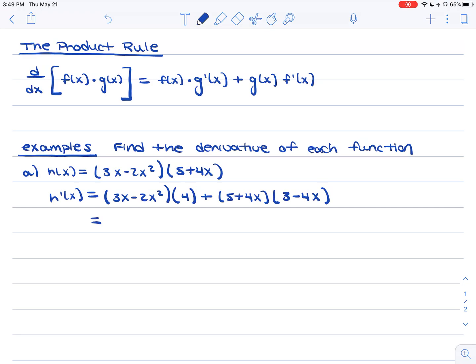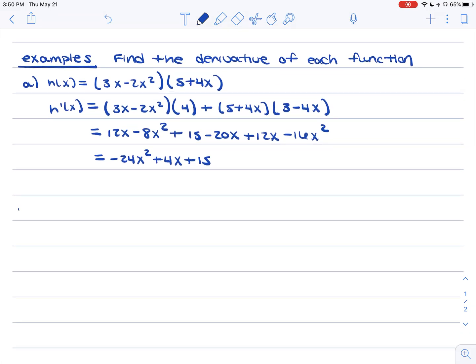We've finished with the calculus step of this problem. Now we just need to use some algebra to clean this up a little bit and simplify. So first I'm going to distribute this 4 in. It'll just be 12x minus 8x squared. And then FOIL out these two terms over here. So 15 minus 20x plus 12x minus 16x squared. And if we combine our like terms, we get negative 24x squared plus 4x plus 15. And that's our derivative.